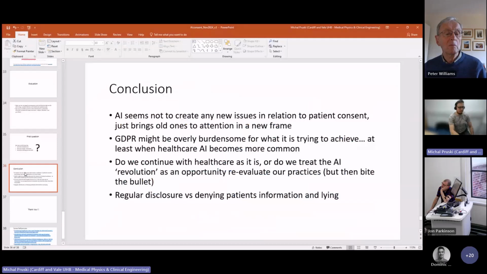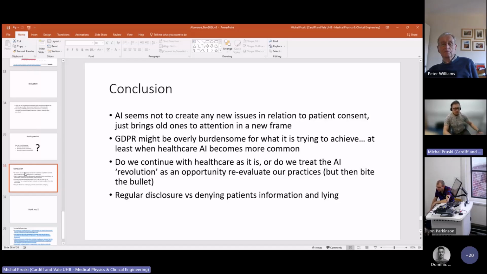Anyway, up to my conclusion. I don't think the use of AI in healthcare seems to create any new issues in relation to patient consent. It just brings a lot of old ones to the attention in a new frame. The issue about how much information we give patients and how free their choice is in making those decisions are pretty much the same as there would have been.